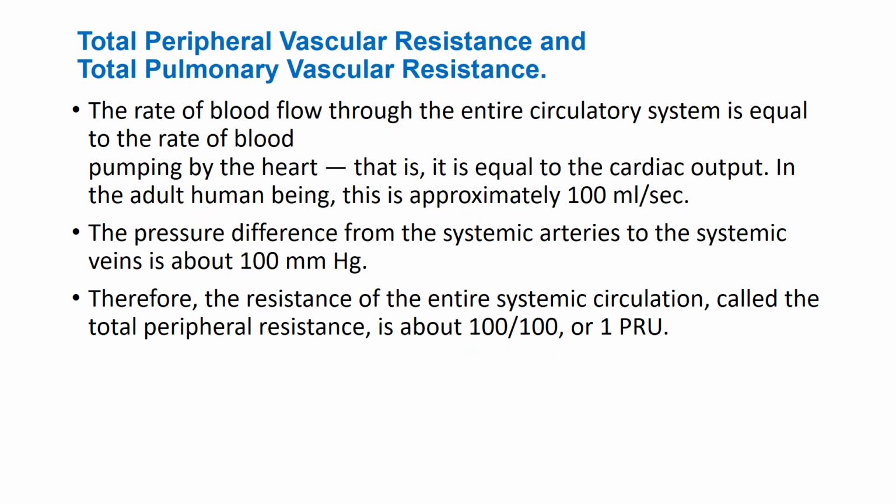Total peripheral vascular resistance and total pulmonary vascular resistance. The rate of blood flow through the entire circulatory system is equal to the rate of blood pumping by the heart, that is, it is equal to the cardiac output. In the adult human being, this is approximately 100 milliliters per second. The pressure difference from the systemic arteries to the systemic veins is about 100 millimeters of mercury. Therefore, the resistance of the entire systemic circulation, called the total peripheral resistance, is about 100 per 100, or 1 PRU.